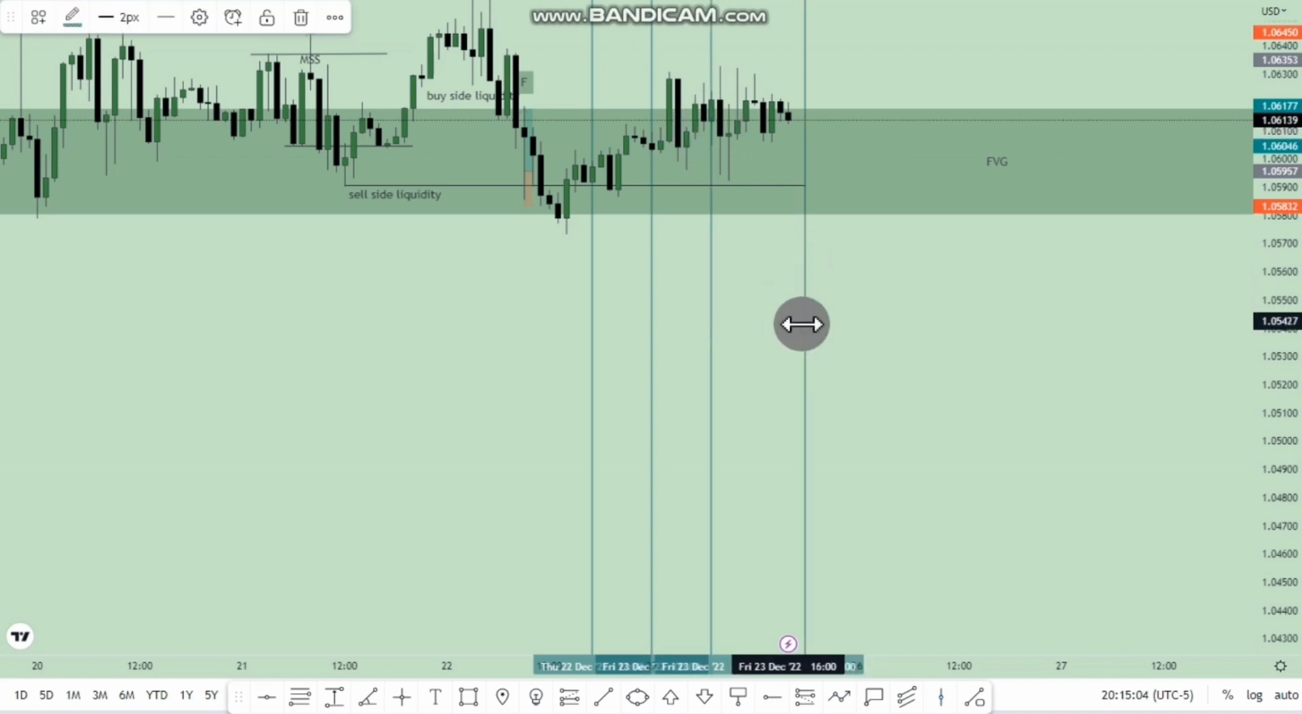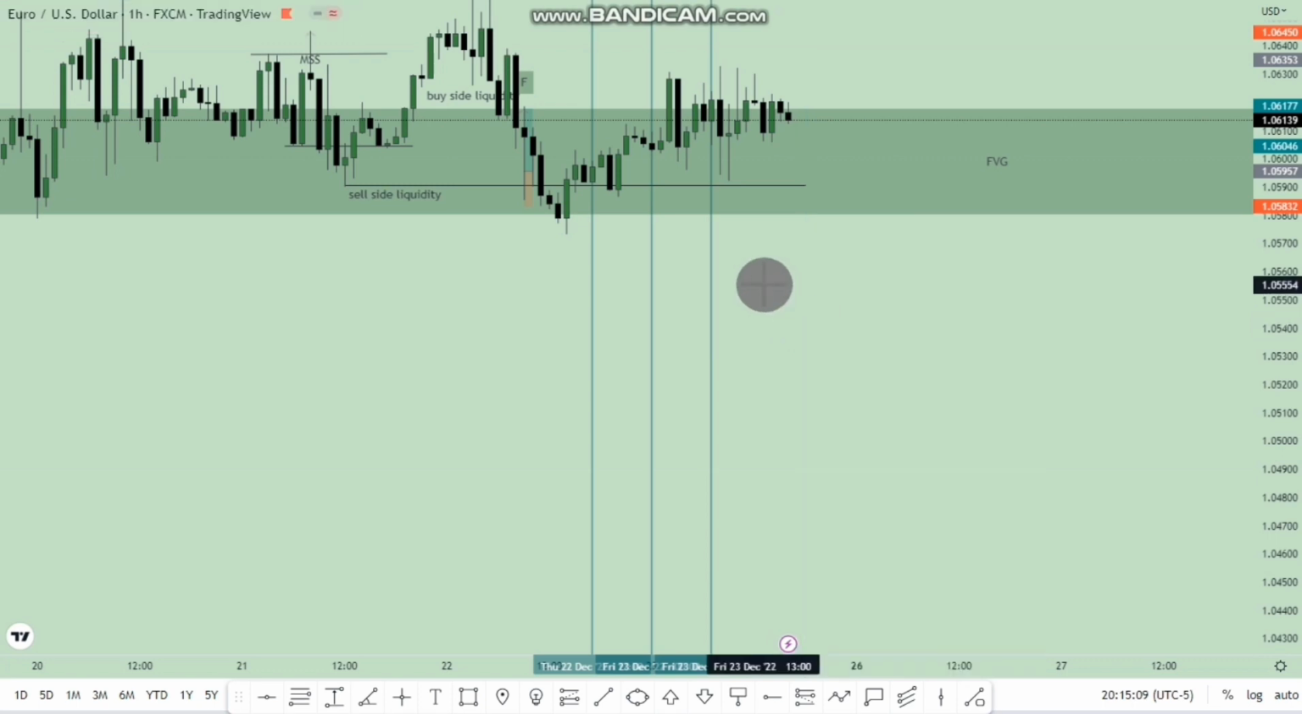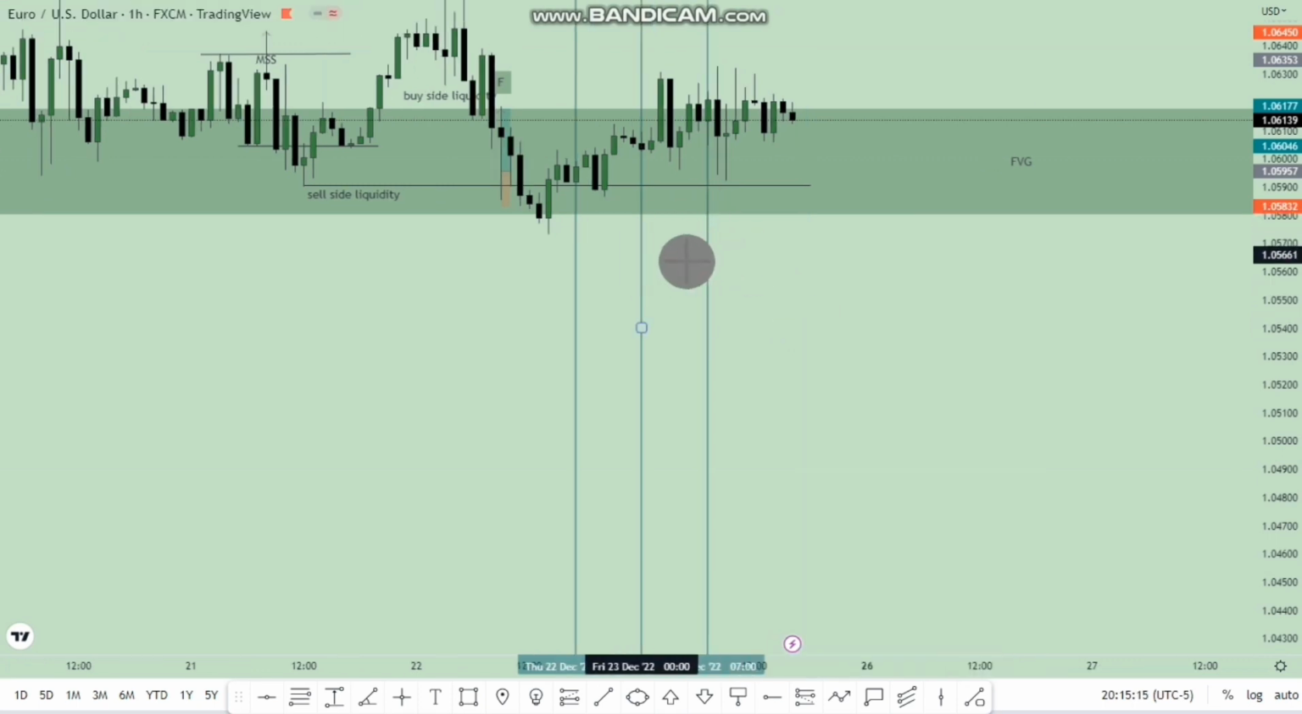Guys, look at this one closely, because here is where I'm going to explain things in detail. I have my two vertical lines now, you can see, and the time in between them is where we are going to take the trades. So let me go to the lower time frames and see.